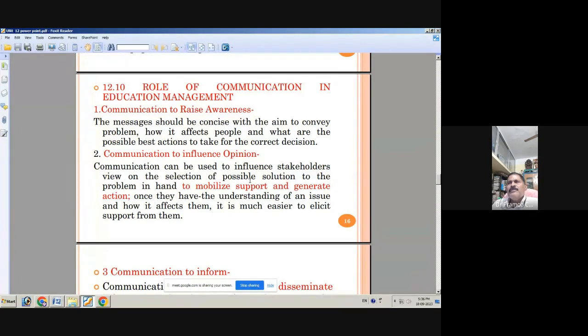Awareness means we will have to be aware about the problems, and we must give the message in a concise way so that it will affect the people. As far as possible, the people will be able to understand, and they will take the best actions and the correct decision.